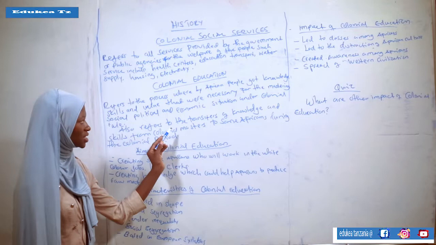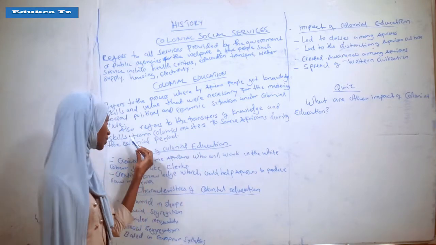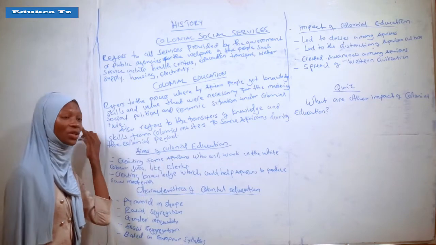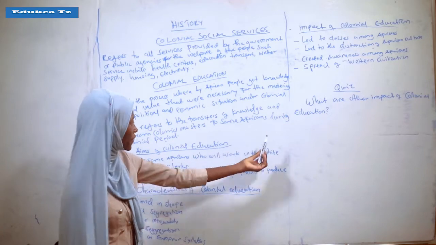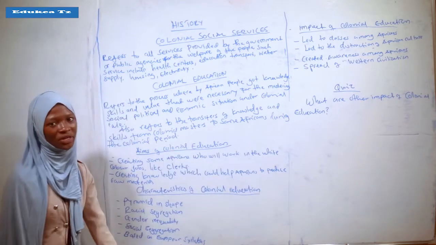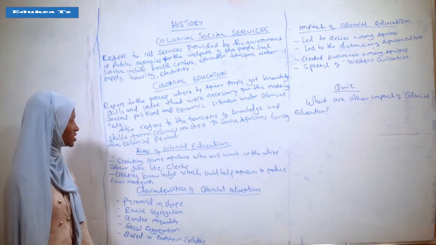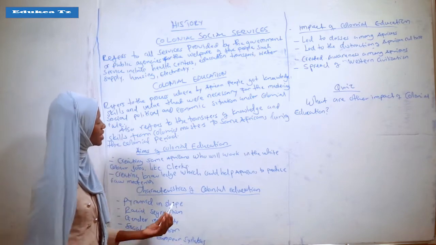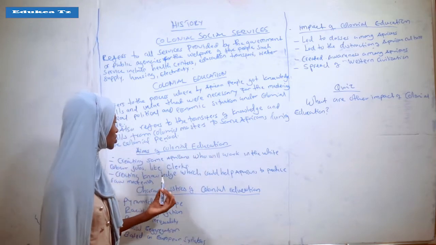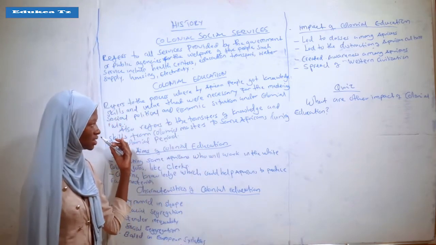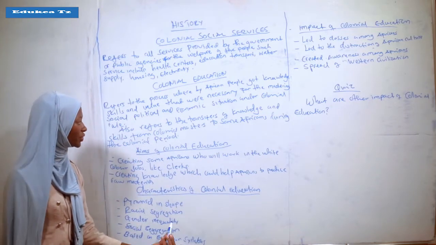It also refers to the transfer of knowledge and skills from colonial masters to some Africans during the colonial period. That is the simple definition: colonial education is the transfer by which Africans got knowledge and skills from the colonialists during the colonial era.